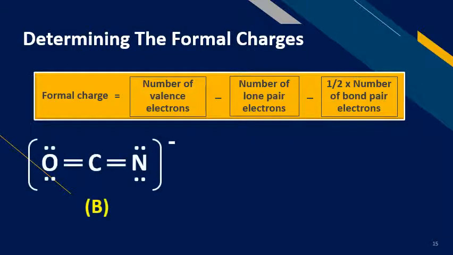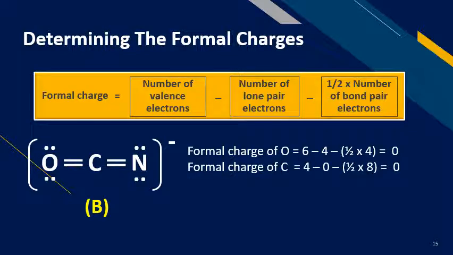Now, let's calculate the formal charge of each atom for structure B. The formal charge of the oxygen atom is equal to 0. The formal charge for the carbon atom is equal to 0. And the formal charge for the nitrogen atom is equal to -1.